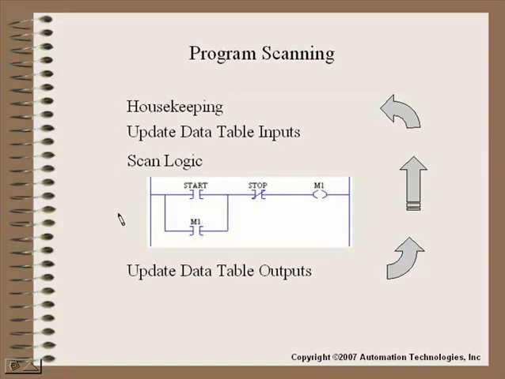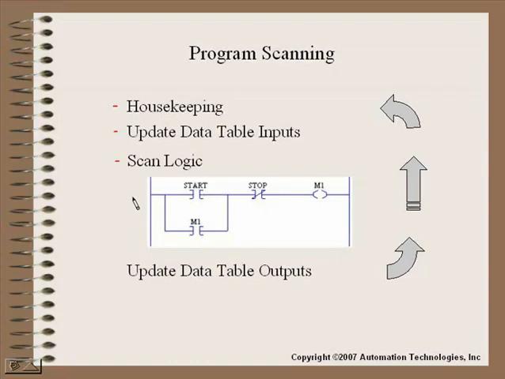So what we have in a typical program scan, and not all of them are the same, and this is just an example, we might have a housekeeping section where the program does some communications updates or takes care of overhead in the processor. Then we have a situation where it would update the data table inputs. It would take those inputs that we saw from our previous drawing where they come in from the field, and it would actually plop that information into the processor so that it has that information available for it. Then it goes through a scan of the logic.